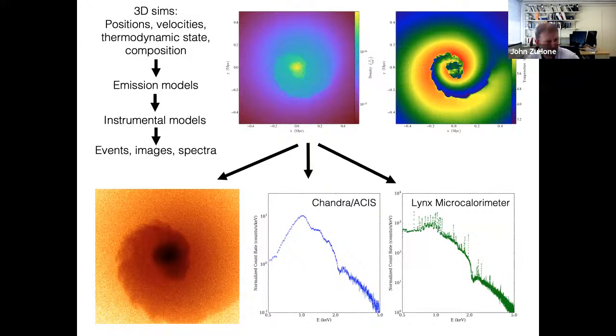So what we need is to first take the physical quantities and then map them through emission models, which tells us what the spectra is going to be for a given cell or particle in your simulation. And then of course we have to pass these through instrumental models, which then gives us events, images, and spectra. So here's an example of a very old simulation from me. The top are slices through density and temperature of a simulation of a galaxy cluster. And the bottom are images and spectra that you might get out of this particular thing.